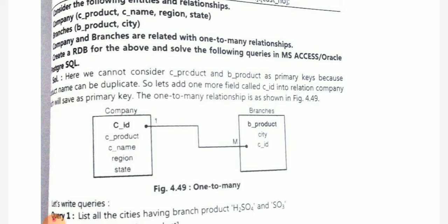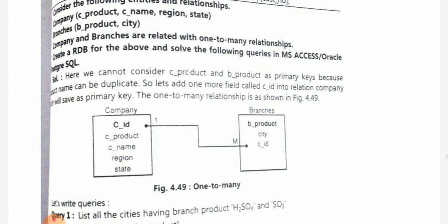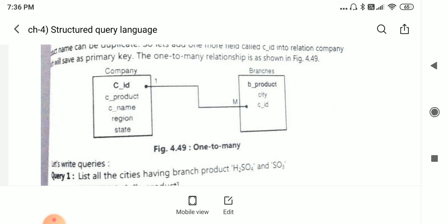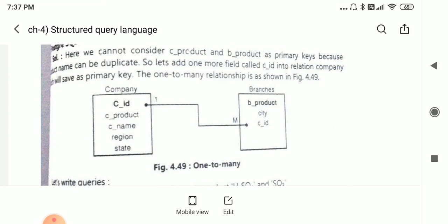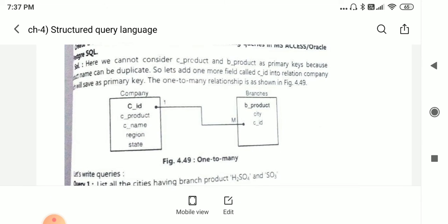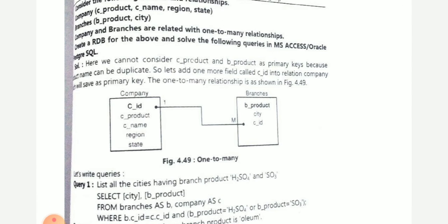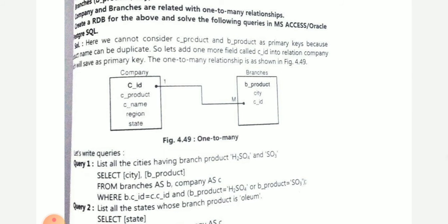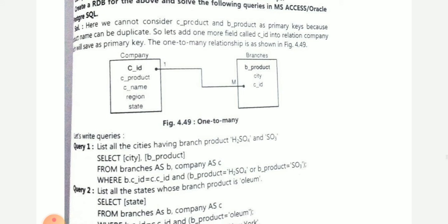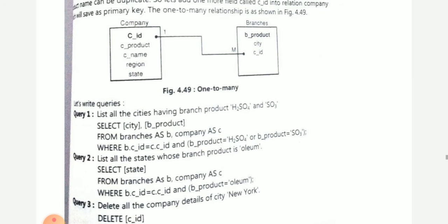Okay, create a relational database for the above and solve the following queries in MS Access, no, in Oracle. Okay, we can use any database. In our syllabus, structured query language is there, that's why we have to solve all these queries in SQL. Okay, here we cannot consider C product and B product as primary keys, because the name can be duplicate, so let's add one more field called CID into relation company. Okay, see here, CID is nothing but the primary key.